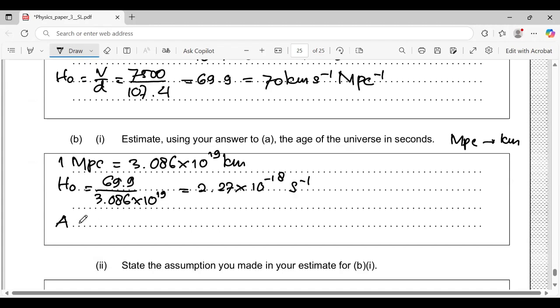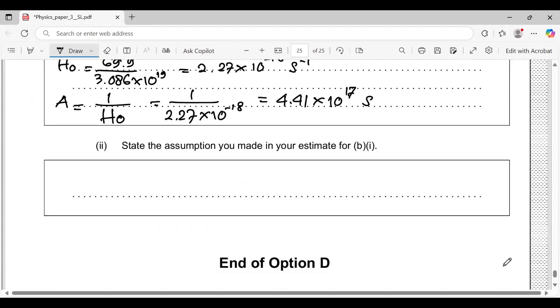Then we can find the age of the universe, which is 1 over H0, 1 over the Hubble constant, equals 1 over 2.27 times 10 to the power minus 18. And the result is 4.41 times 10 to the power 17 seconds. State the assumption you made in your estimate for part B1. This is my assumption.